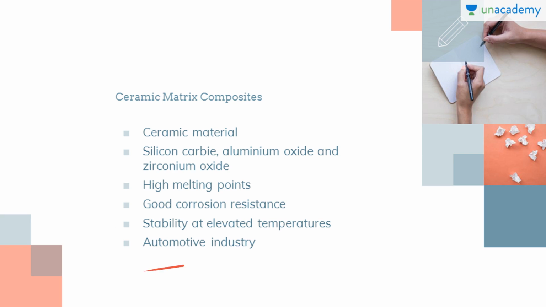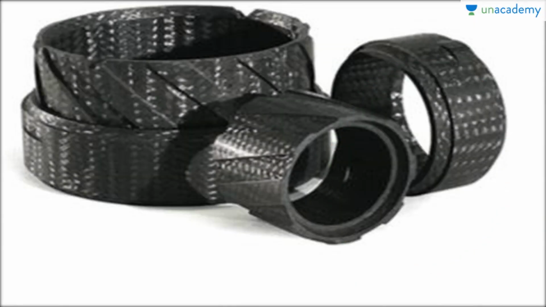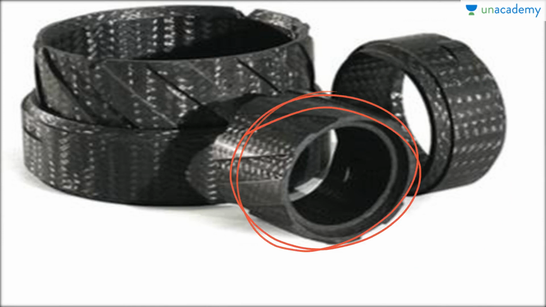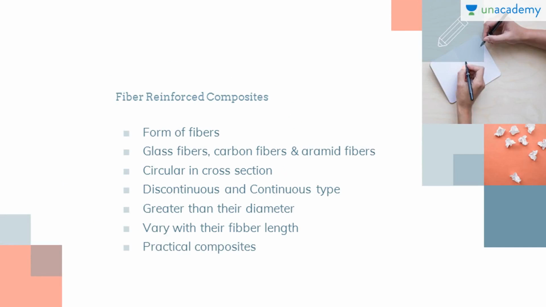They are also used in automotive industry for the manufacturing of various components. So you can see here these are types of ceramic composites. So this is how the ceramic composites, you can see here, they provide the outer shell for the automotive parts. And this is actually an inorganic polymer which is used in the ceramic composites. So let's move on to fiber reinforced composites.